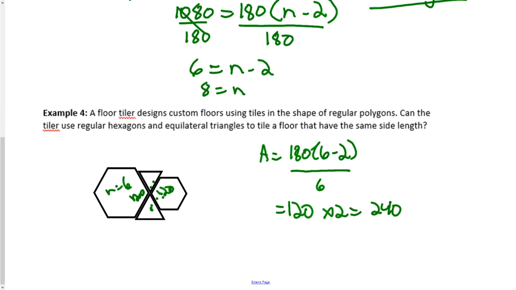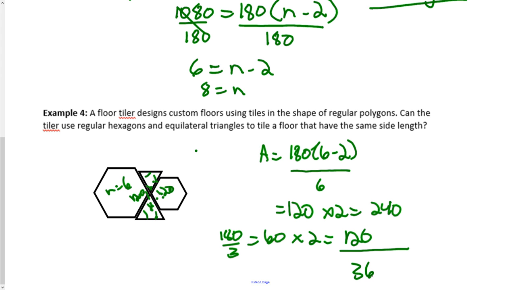So now what I need to do is check what the measurement of my angle is on the triangle. Now what's nice is I know I have an equilateral triangle, so that means all 3 angles of a triangle have to be the same, right? So that means this angle here would just be 180 divided by 3, which is just 60. And since I have 2 of them at each top where they intersect, that's going to be 120. 240 plus 120 is 360 degrees.